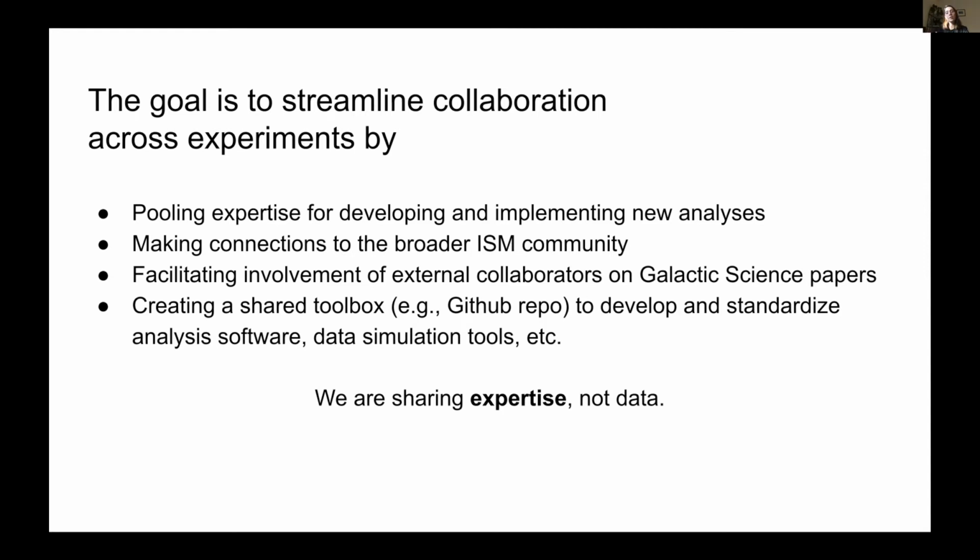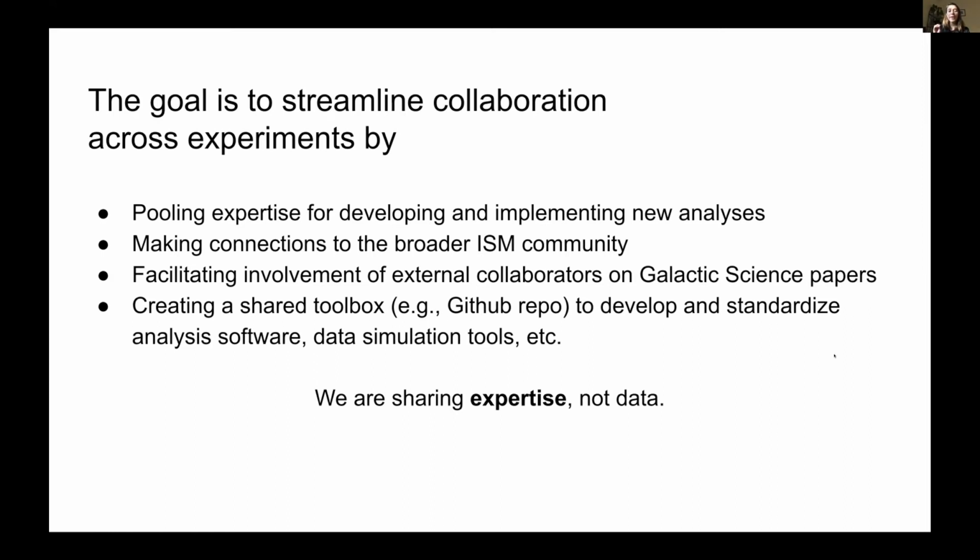And we are also creating a shared toolbox. So we have a dedicated GitHub repo, and this lives outside of any one experiment, which is important for all of us. And our goal there is to develop and standardize analysis software and data simulation tools and so forth for really the whole community to use in an open source way. More about our efforts there from Brandon in a minute.